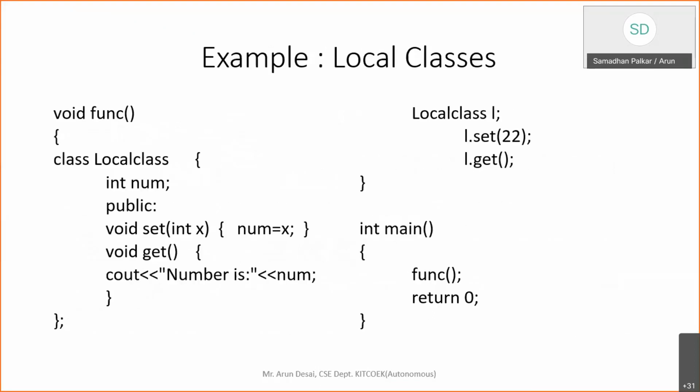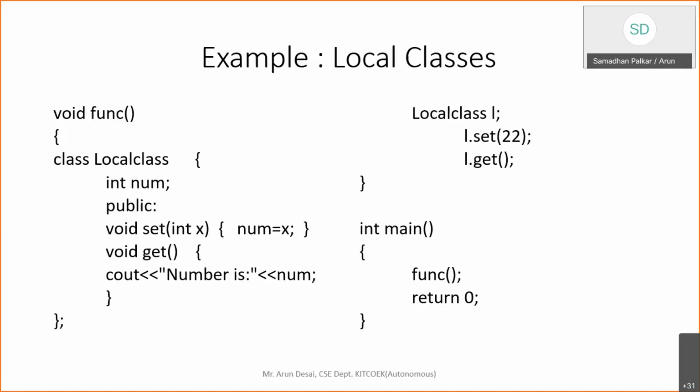And this is the example wherein a function is declared, that is void func, and then we write a local class inside that. The working of the class is the same as that of the earlier class, where a number is there, by the set function we are going to set the value for that number, and by using the get function we are displaying that value, right?